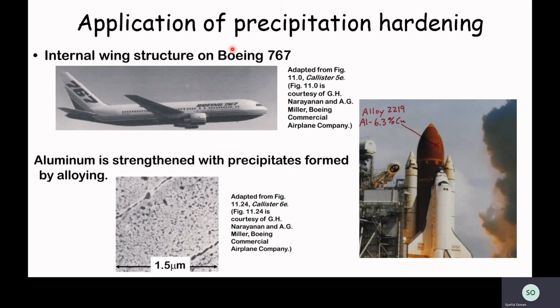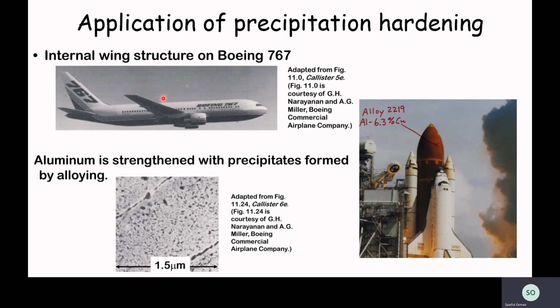And here we have some examples of application of precipitation hardening. One example of application is the internal wing structure on the Boeing 767. The aluminum is strengthened with a precipitate that is formed by alloying. We can see at the bottom here a transmission electron micrograph showing the microstructure of the aluminum alloy that's used for the upper wing skin, parts of the internal wing structure, and selected areas of the fuselage of a Boeing 767.